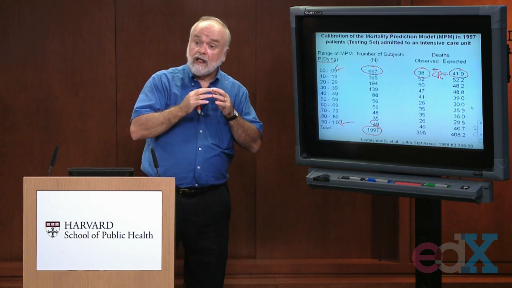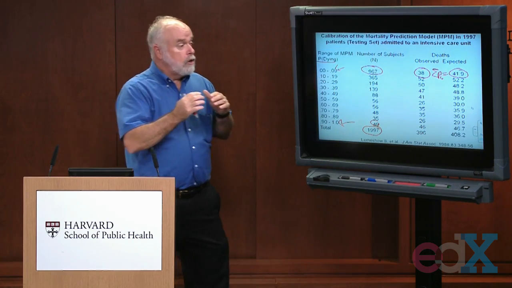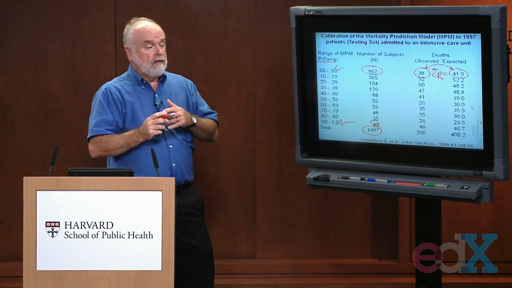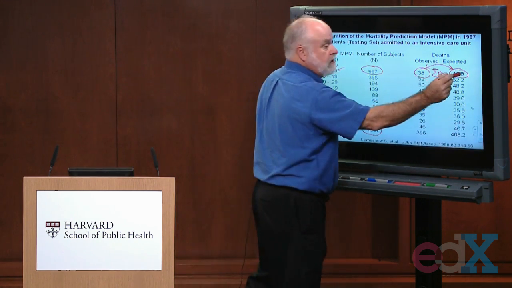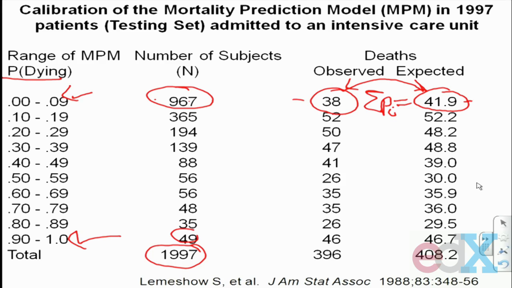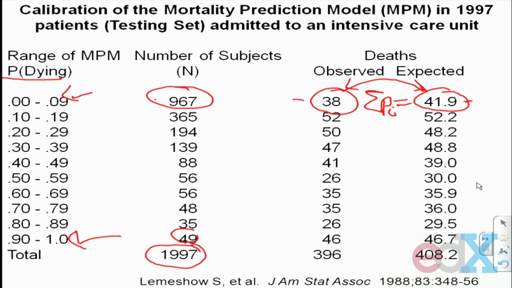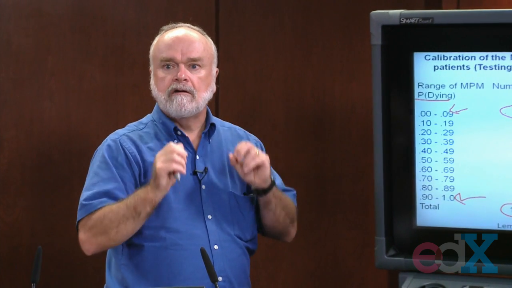So to judge the calibration of their predicted risks, you want to compare the observed number with the expected number for each of these 10 different subgroups of people. For the first subgroup, they predicted there'd be around 42 deaths. There ended up being 38, a little bit less than predicted. In the second group, they predicted 52.2 deaths. There ended up being exactly 52 deaths. That seems to be right on target.